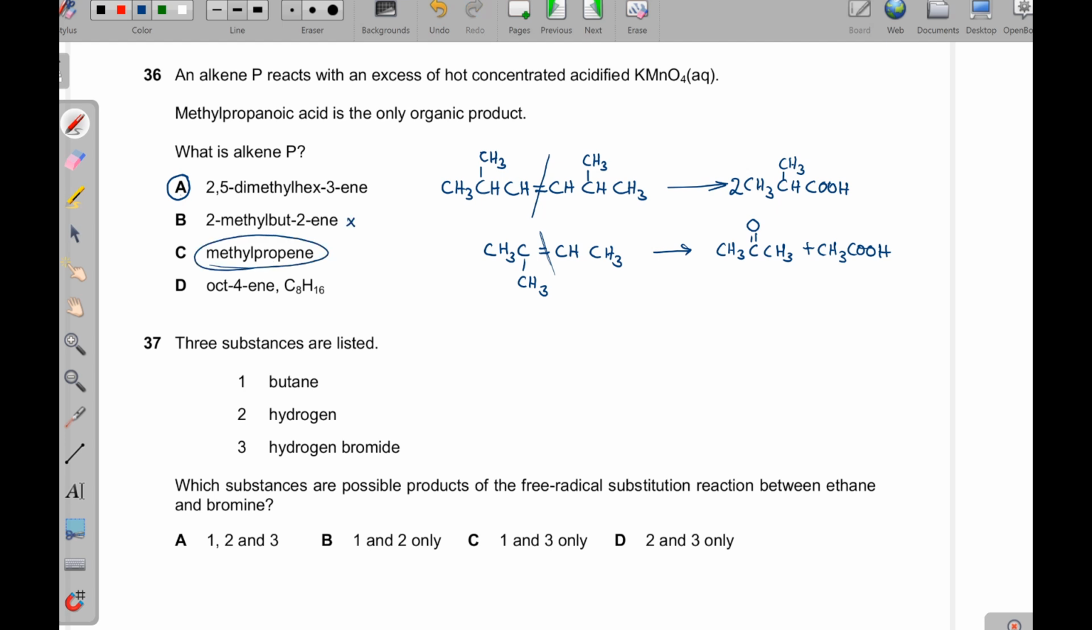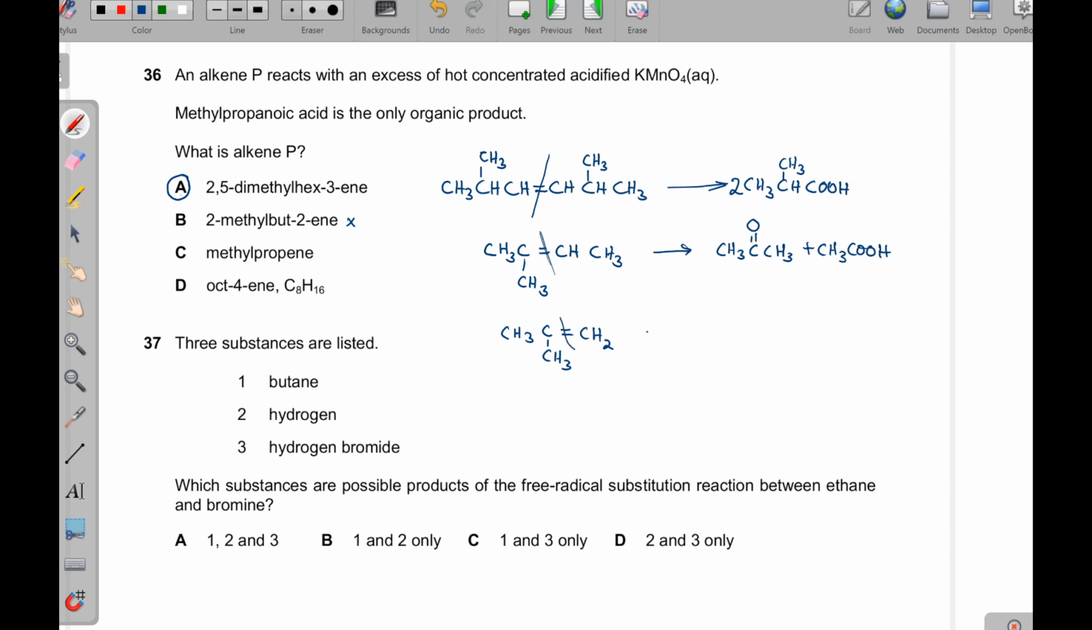Let's go to methyl propene. This is CH3, then we have a CH3 here, double bond. Methyl propene will be this one here. You can say 2-methyl propene, but you cannot have this one put on the first one here and still have 1-methyl propene now, just like I said for this one up here.